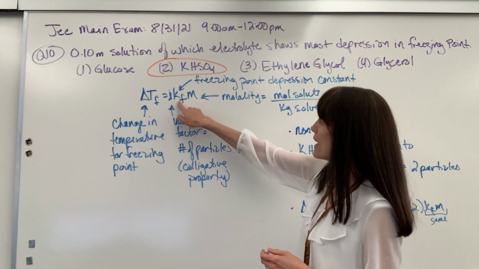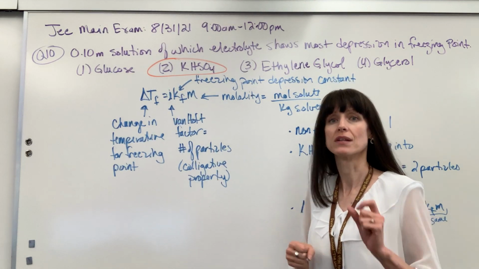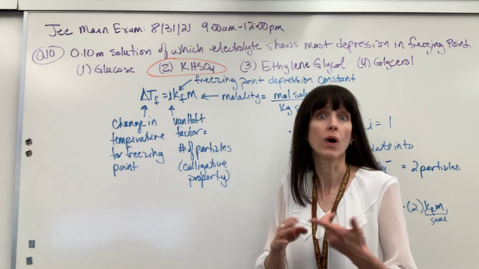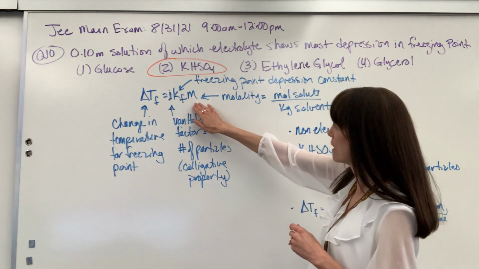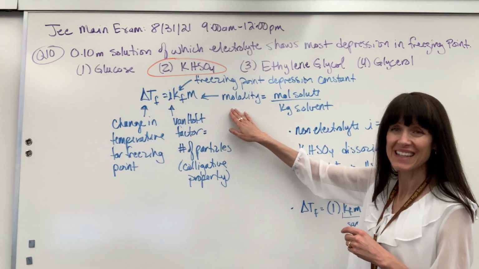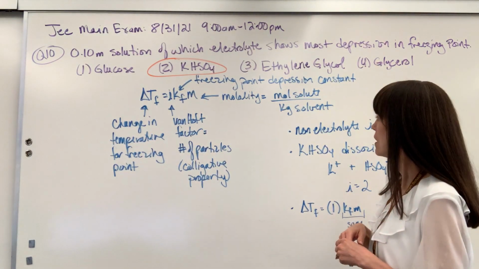Now the Kf is just the freezing point depression constant. That's going to be for the solvent. So if you're dissolving in water, for example, it's going to have a certain constant. Little m, that lowercase m, is called molality, and that is moles of solute divided by kilograms of solvent.